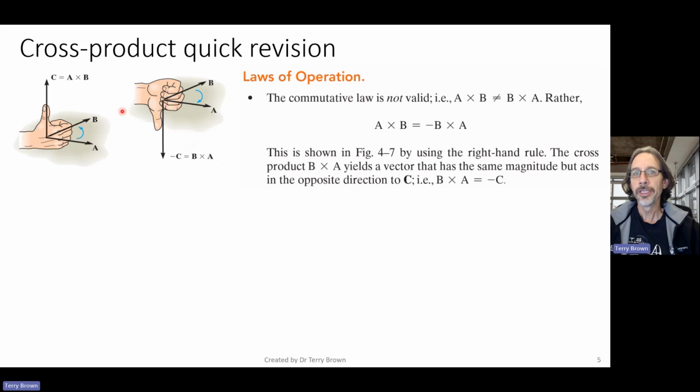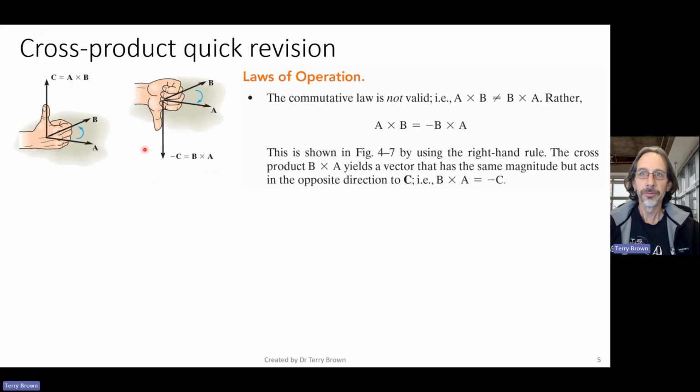Okay, so if we look over here, the vector C is equal to A cross B, and we get the vector C going upwards. But if we do B cross A, we get the vector C going downwards, right?